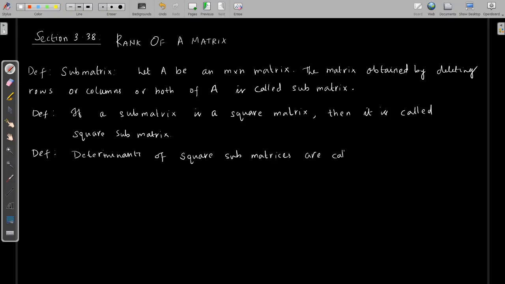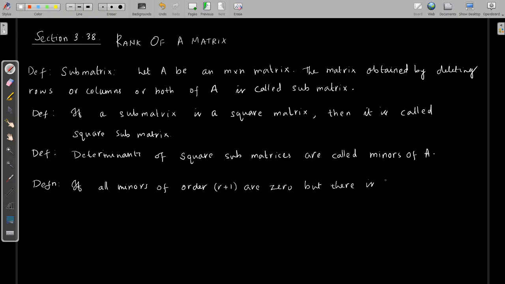Now these minors, if you consider any m by n matrix, if all the minors of order r plus 1 are 0, but you get a non-zero minor of order r, that means there exists a non-zero r minor and all r plus 1 minors are 0, then you can define the rank of that matrix A as this number r. Now we have some remarks on these definitions.